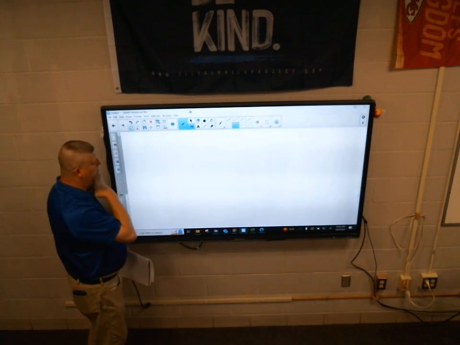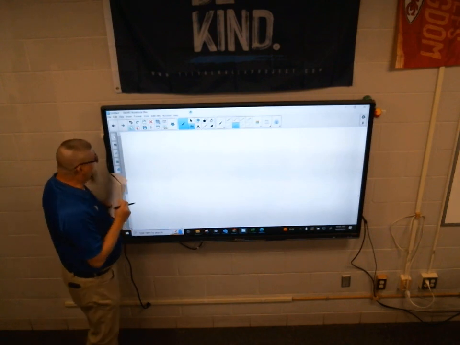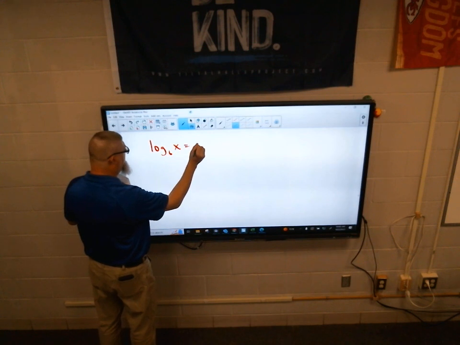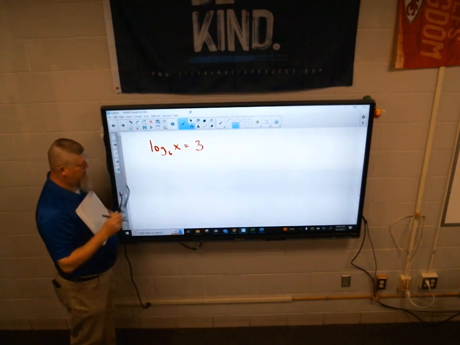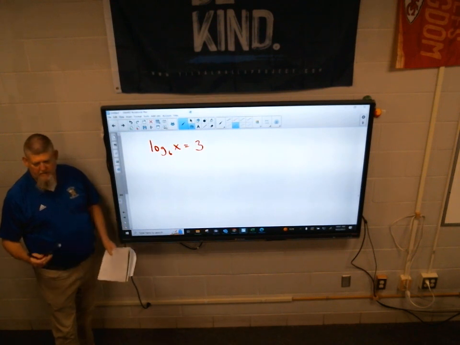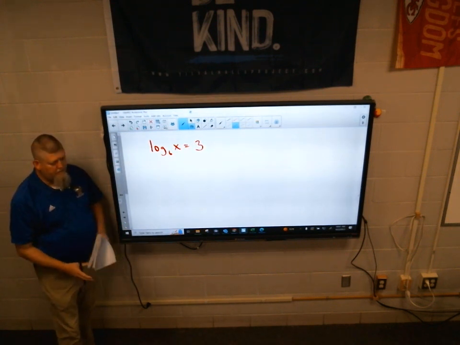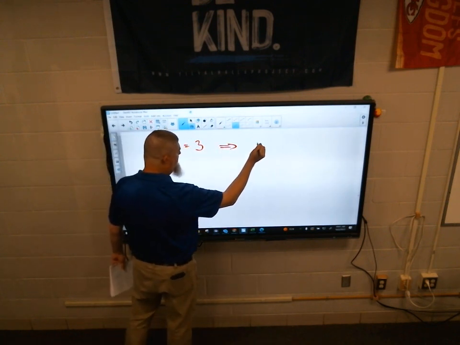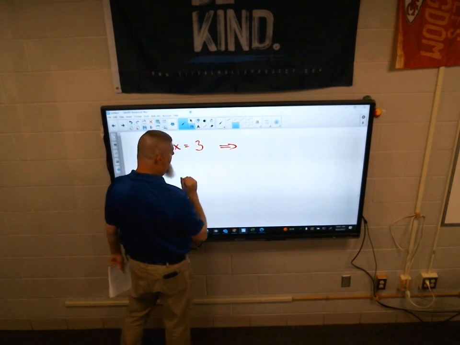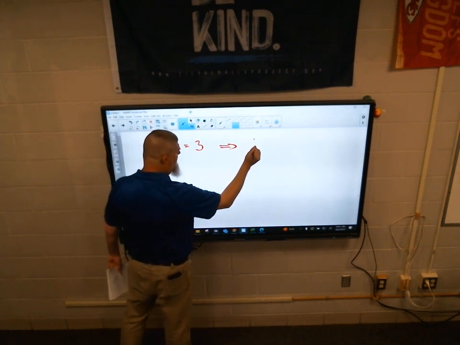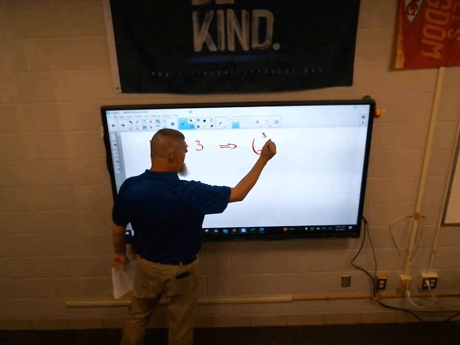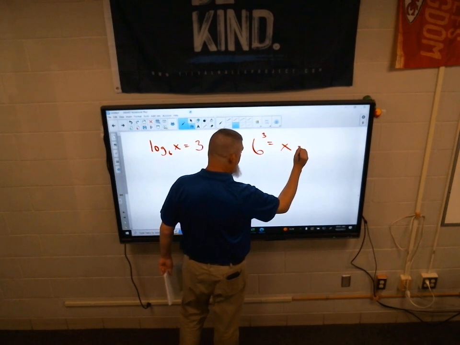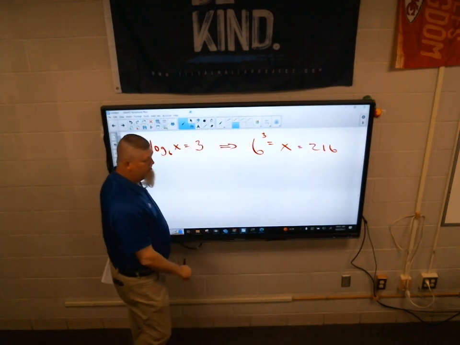Here we go, another example. What if I did it backwards? What if I gave you log to the base 6 of some value x equals 3? Okay, so swoop it. Let's go ahead and convert this. So the base would be what? 6, you start with the 6. To what power? 3. 3 equals x. So then you just do 6 to the 3rd.